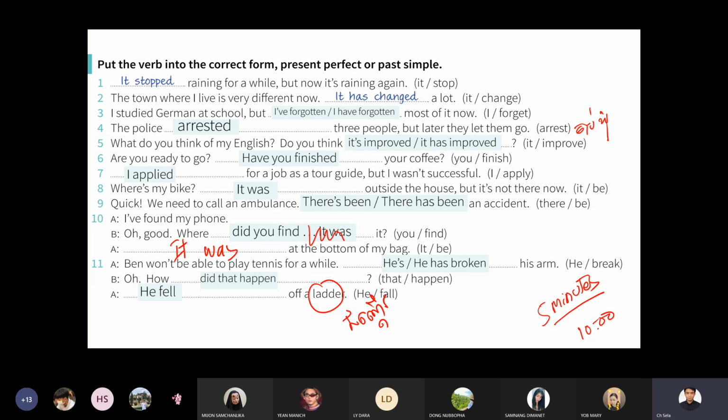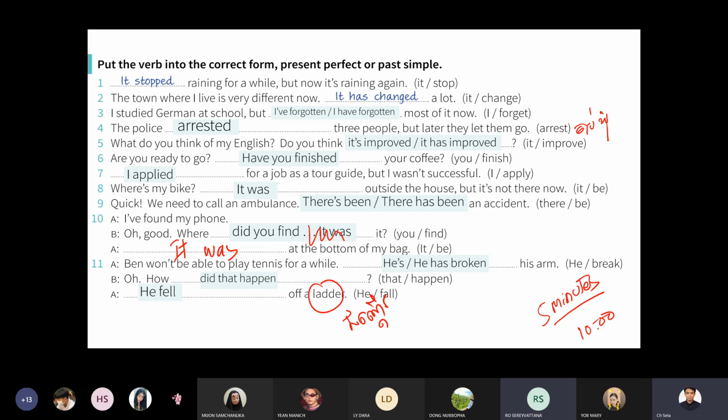One, it stopped raining for a while, but now it's raining again. Two, the town where I live is very different now. It has changed a lot. Three, I study German at school, but I forgot most of it now. Four, the police arrest the three people, but later they let them go. Five, what do you think of my English? Do you think it's improved? It has improved.